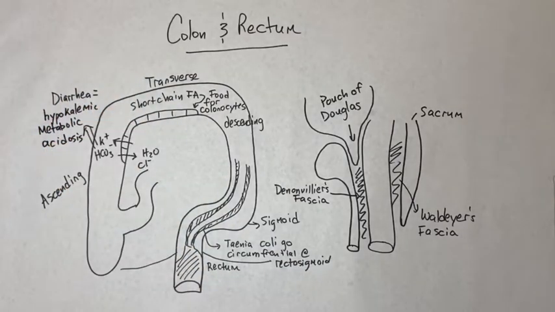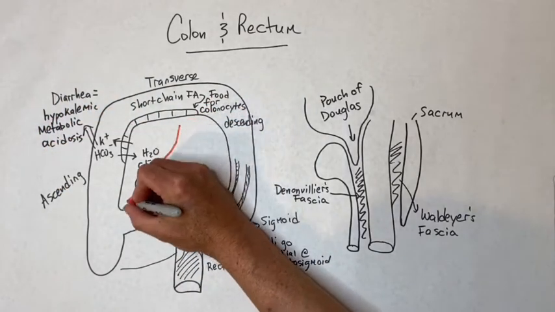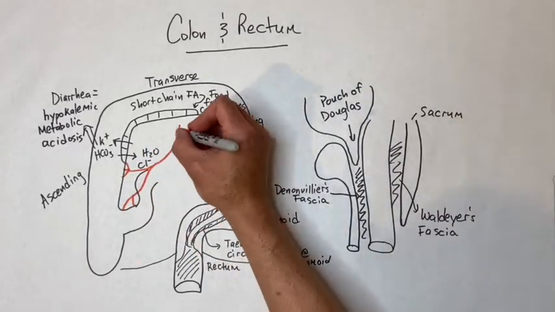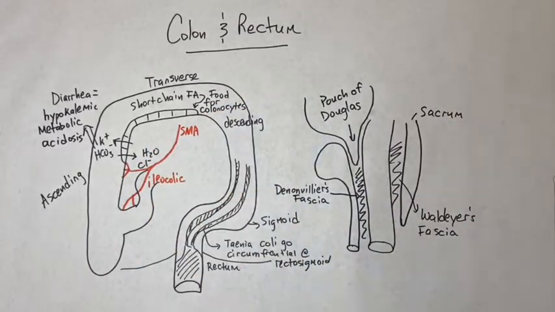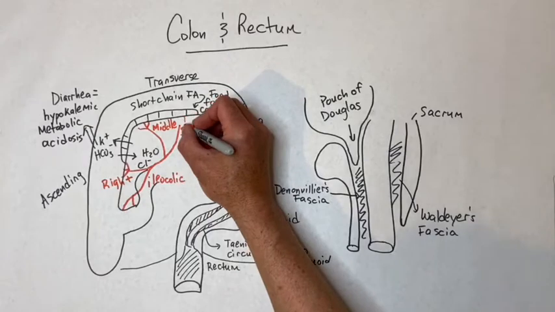The blood supply to the right and proximal transverse colon is from the ileocolic and the right and middle colic vessels coming from the SMA. The left colon is supplied by the IMA, directly from the aorta.